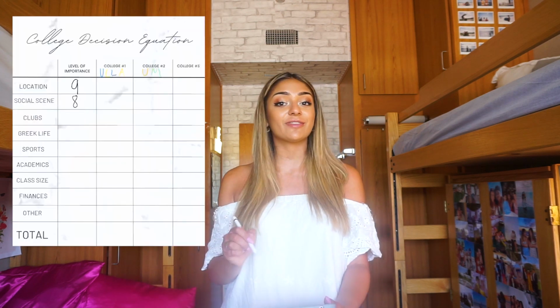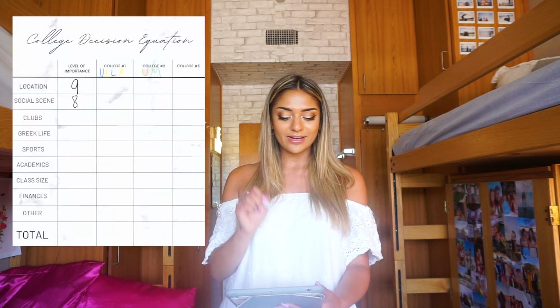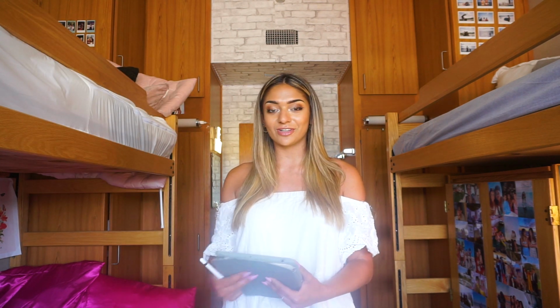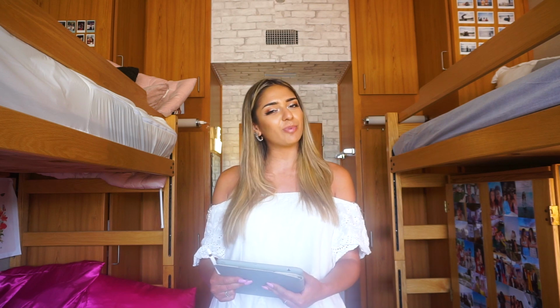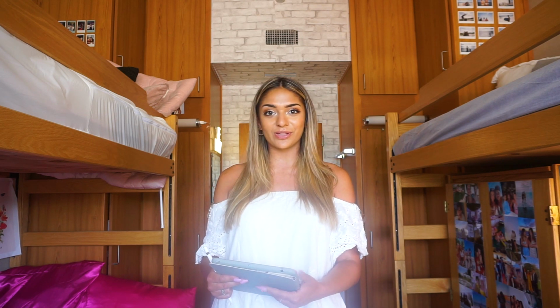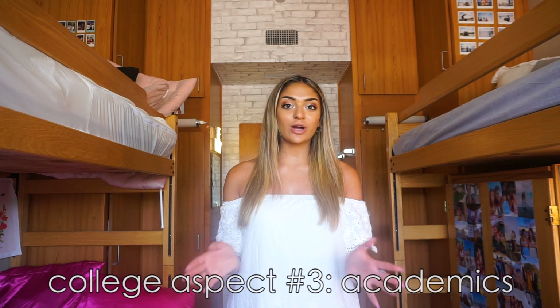That was one of the most helpful things in not only just making this whole little mathematical equation up, but in making my ultimate college decision. I'm giving it an 8. It is next in importance, next to location. The social scene was very important in making my happiness at the current university I am at, which most of you probably know, but if you don't know, you'll find out by the end because this mathematical equation will show it. Next, let's talk about academics.